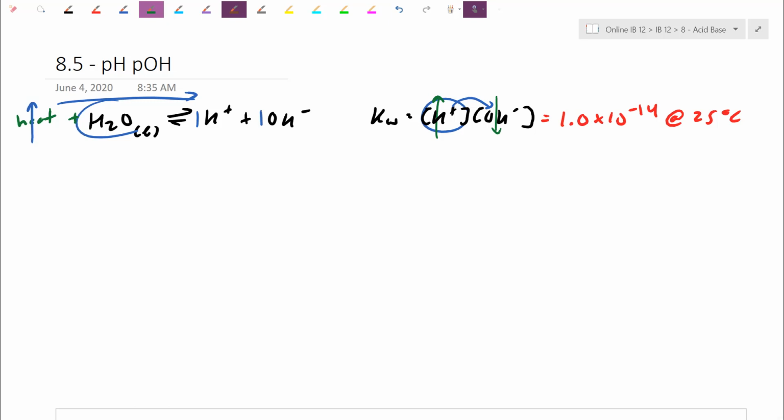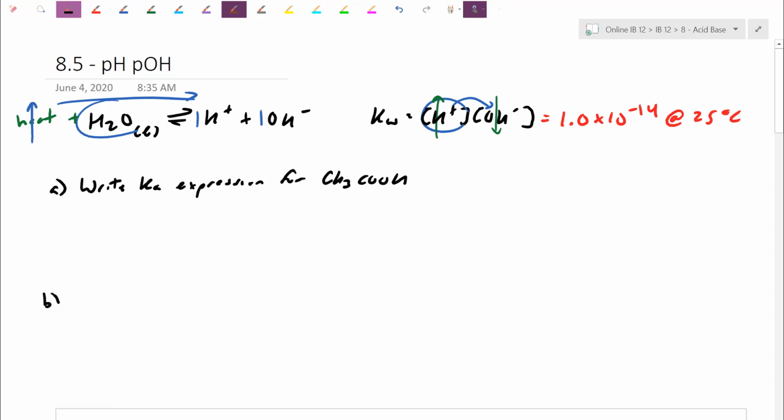Okay? So just for a quick practice here, just practicing writing these Ka, Kb style equations. I want you to write the Ka expression for acetic acid. This one here is a weak acid. And then I want you to write the Kb expression for, let's do methylamine, so CH3NH2. And I'm going to quote a value on table 21.